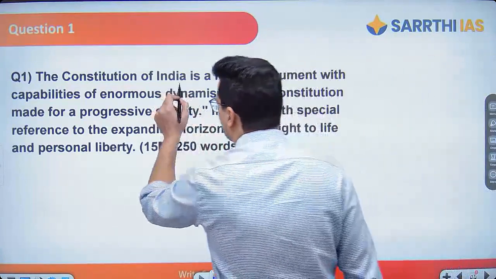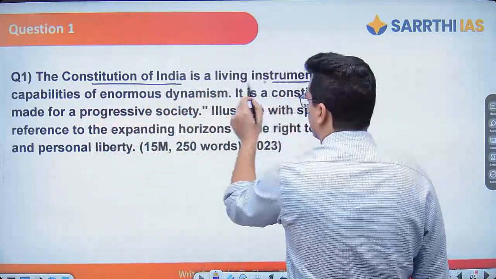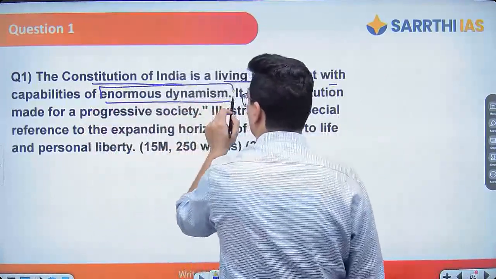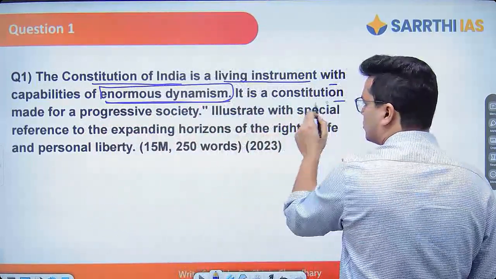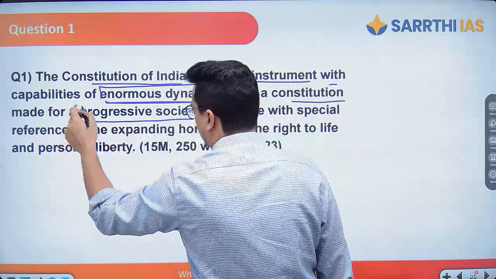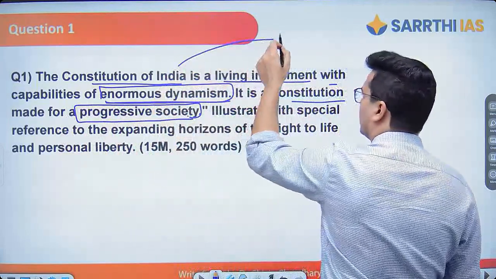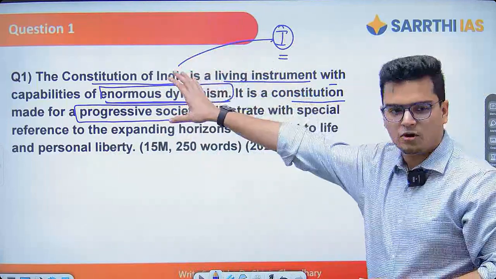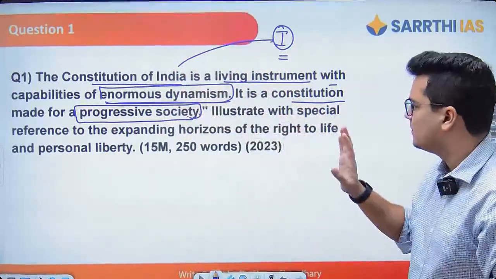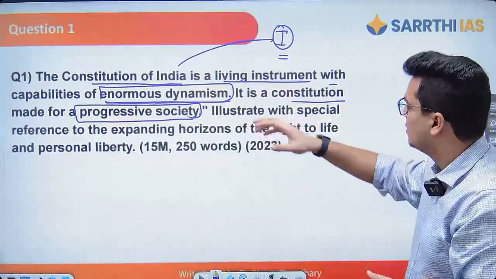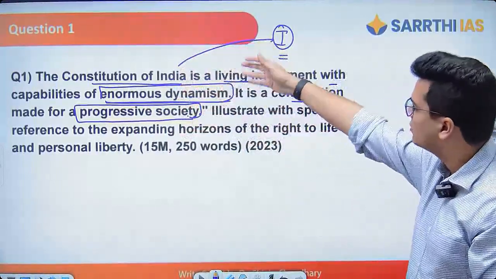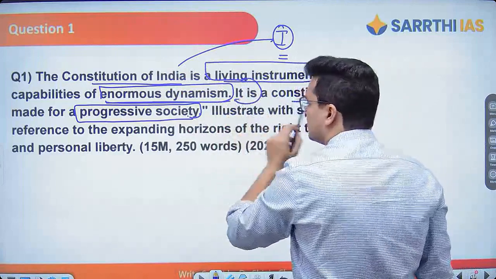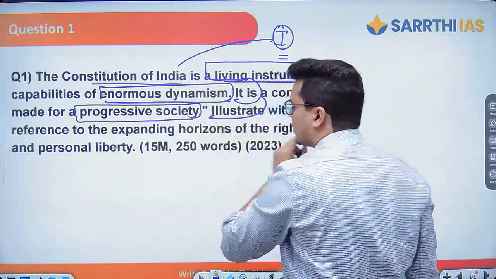The Constitution of India is a living instrument with capabilities of enormous dynamism. It is a constitution made for a progressive society. So technically, the introduction has been given to us here. They have already talked about the introduction of the question by giving this line. Illustrate this. So we have to illustrate that our constitution is a living instrument, it has enormous dynamism capabilities, and it is made for a progressive society.